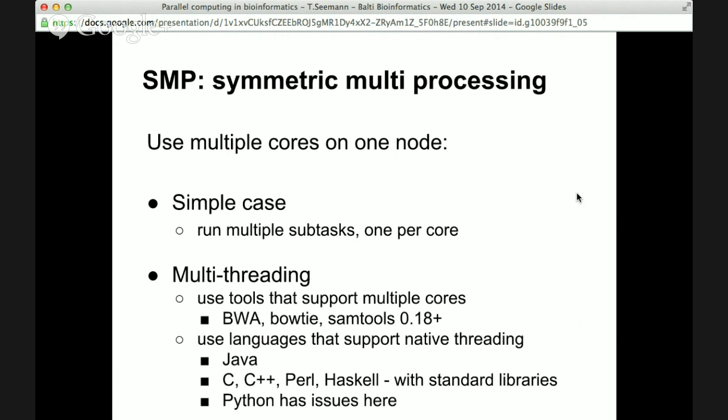So that's where you have multiple cores on one node. And once again, the simple way to exploit multiple CPUs is if you've got an embarrassingly parallel sort of problem, you can just break it up into subtasks, one per core, run them, and join them. And there's lots of tools in bioinformatics that can exploit multiple cores, these multi-threading tools. So aligners like BWA and Bowtie and even SAMtools now have support for multiple CPUs. And many languages natively support multiple CPUs.